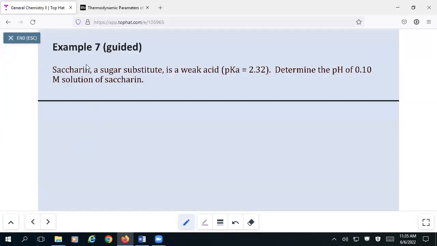All right, let's take a look at another one here. We have saccharin, which is a sugar substitute, as a weak acid with a pKa of 2.32. Determine the pH of a 0.1 molar solution of saccharin. Now, again, if I don't know the chemical formula of the substance, it really doesn't matter. I can create a general equation that will do basically what I need it to do.